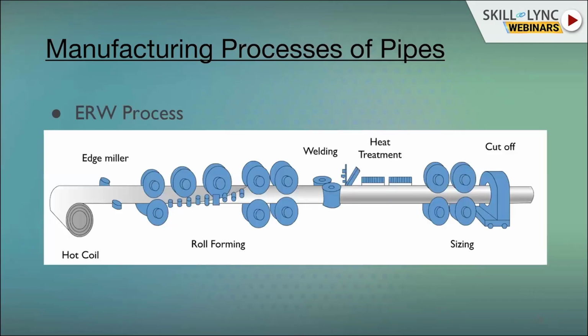Okay, this is a typical ERW process which we are using. First is the hot coil, for example, a steel which is rolled into the form of a coil. That is the coil part. So the first part is the edge miller.